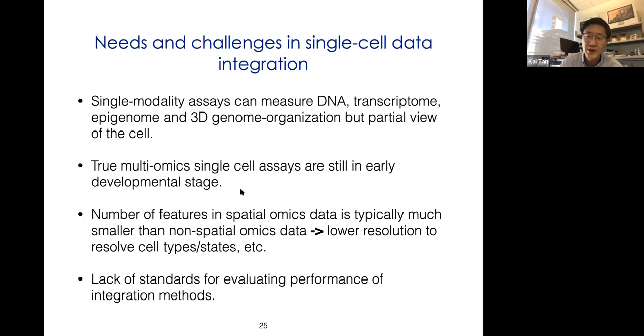Spatial omics data is great, but typically the number of features that can be captured is much smaller than non-spatial omics data. So this leads to a lower resolution to resolve cell types or cell states and so on. And a related issue is that there's a lack of standards for evaluating the performance of the different integration methods. I think as a community, these standards need to be developed as well.